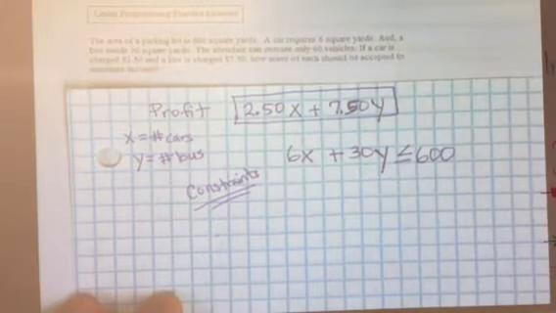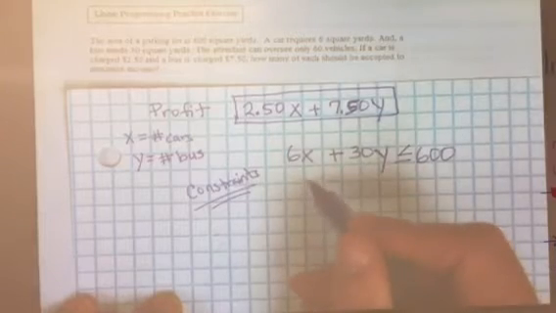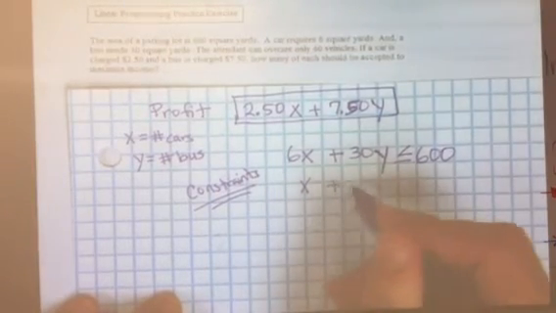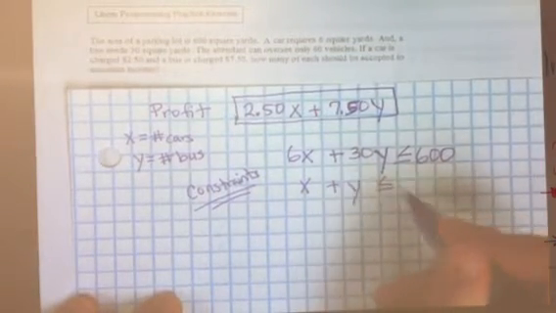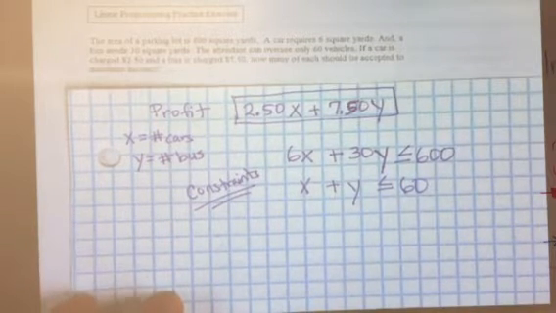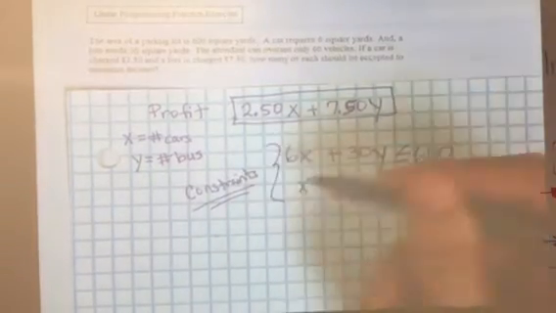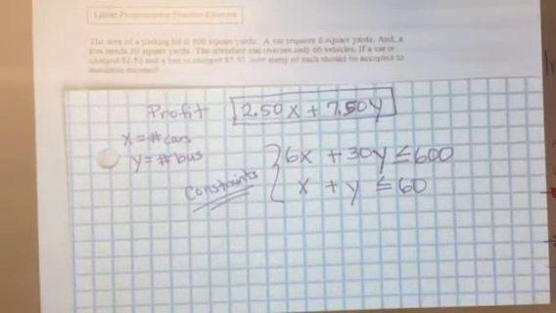Then we just have the attendant, and their ability in this lot is to only have 60 vehicles. So the number of cars plus the number of buses has to be less than or equal to 60. So we've written our constraints. Solving a linear programming problem is just graphing a system of inequalities. So let's graph those two inequalities.